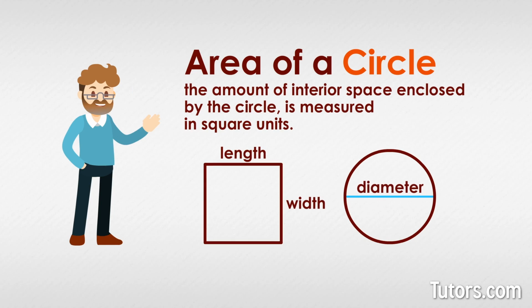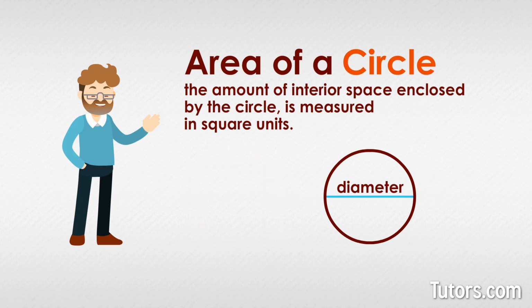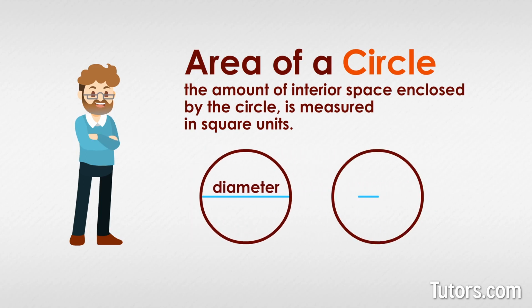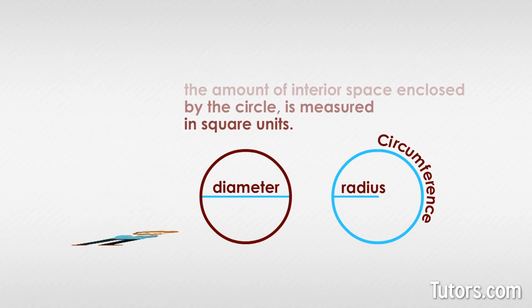It has no clearly visible length and width, since a circle, by definition, is the set of all points equidistant from a given point at the center. Yet with just the diameter, or the radius, or even the circumference, you can calculate the area of any circle.